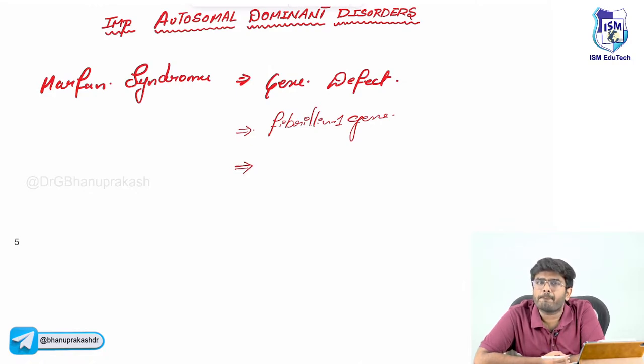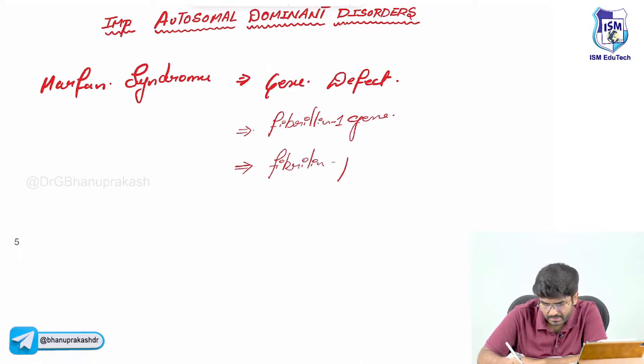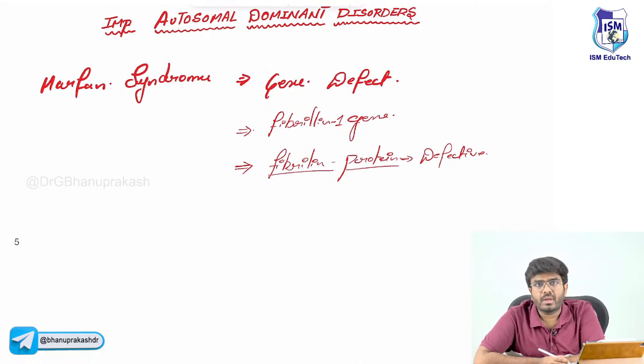I used to remember it as Marfan, fun, F for fibrillin gene, and the protein which is defective is the fibrillin protein. Okay, so the gene affected is the fibrillin 1 gene, and the protein that is defective here is fibrillin.